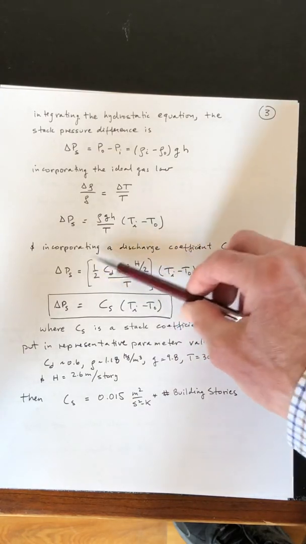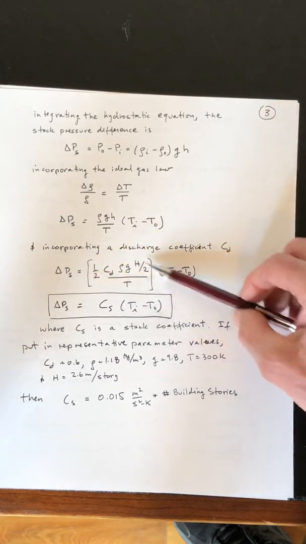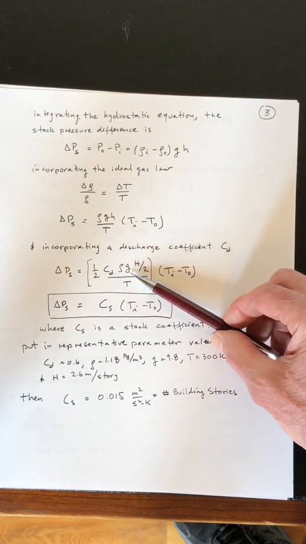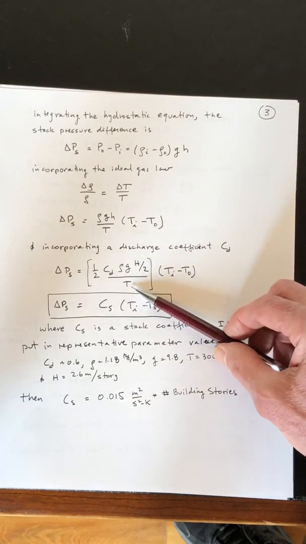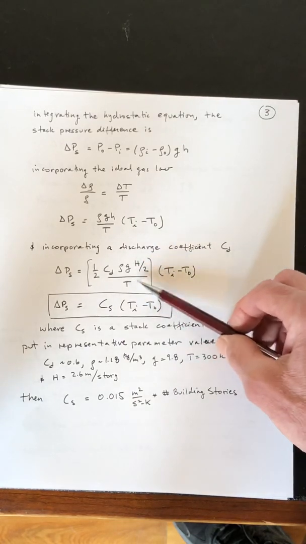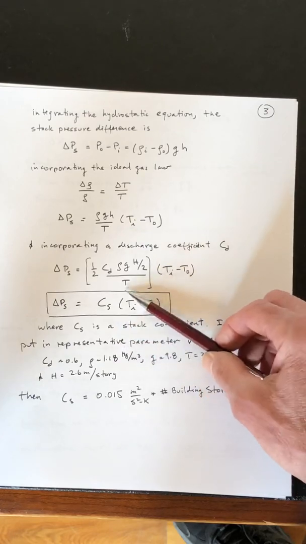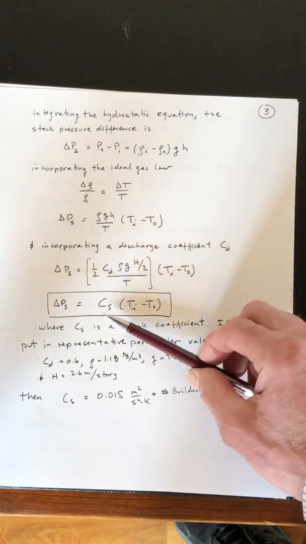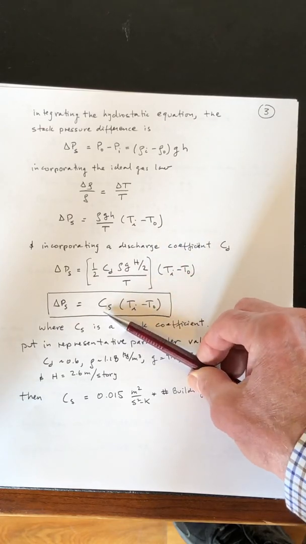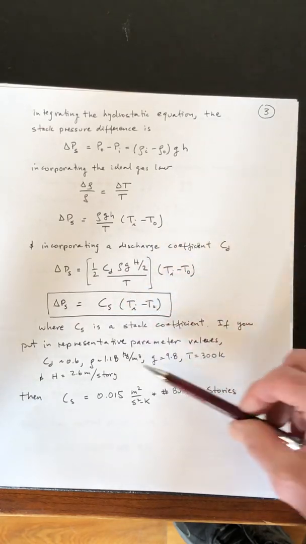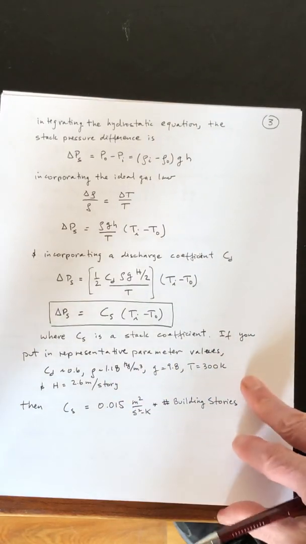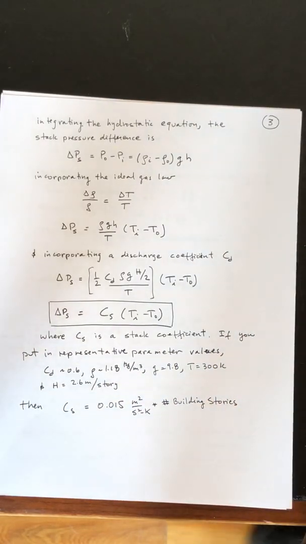Again, since engineers are lazy, we'll just incorporate all of these terms, the discharge coefficient, the density, gravity, building height, and temperature. That would be either inside or outside. It doesn't really matter because it's in Kelvin. And then we incorporate all that into a stack coefficient. And that stack coefficient, if we put in representative values, is about 0.015 times the number of building stories.